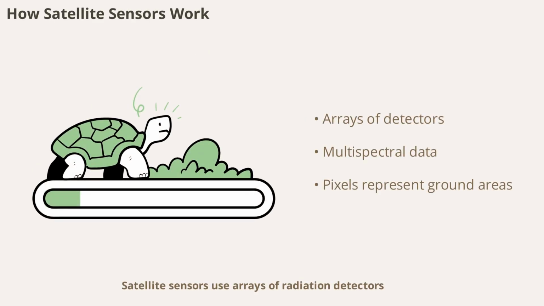Satellite sensors use arrays of radiation detectors, similar to the CCD sensors in digital cameras. By using filters or splitting light with prisms, they can record specific wavelength bands. Multispectral sensors collect data in several bands, building images line by line as the satellite moves. The smallest detectable area is called the geometric resolution, and each pixel represents the average reflection from that area.